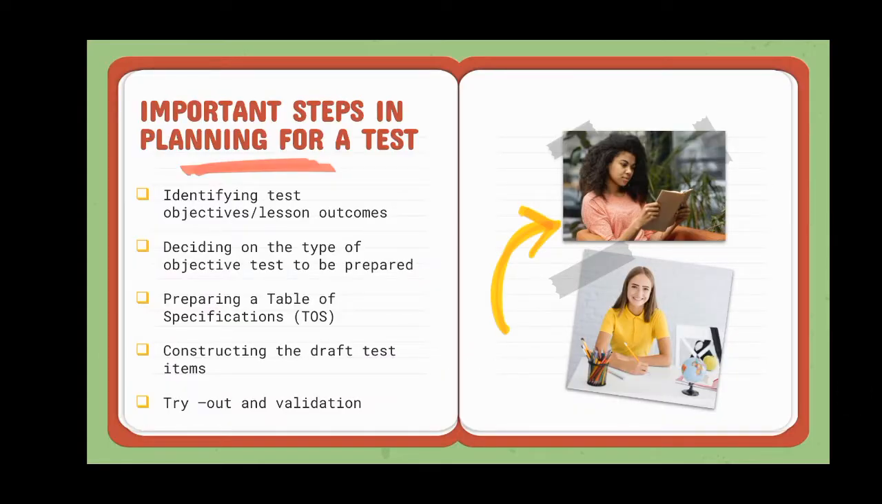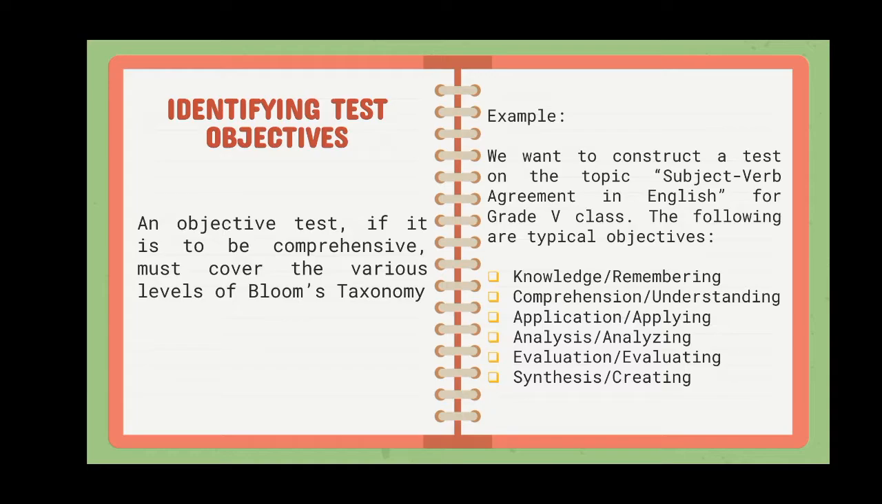The important steps in planning for a test are identifying test objectives or lesson outcomes, deciding on the type of objective test to be prepared, preparing a table of specifications, constructing the draft test items, and lastly, tryout and validation. The first step is identifying test objectives.